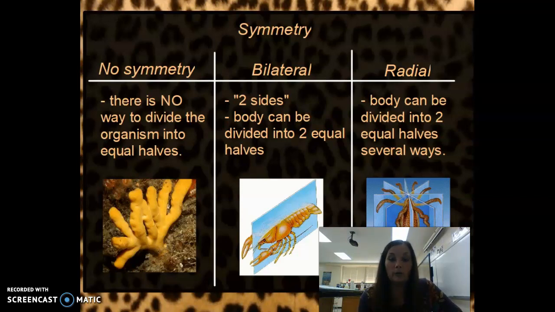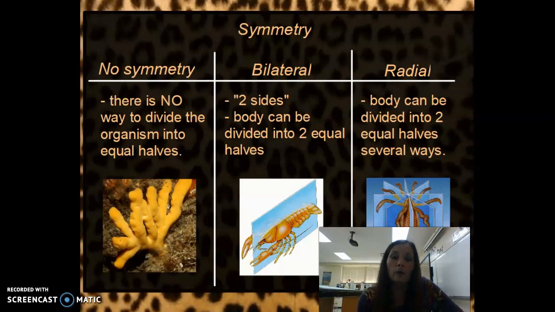That's what bilateral symmetry means. Now, it doesn't necessarily work on the inside of the body, because I only have one heart and it's actually more to the left. You only have one stomach and it's kind of more to the right, but physically on the outside, you can make two equal sides, just like this lobster here.